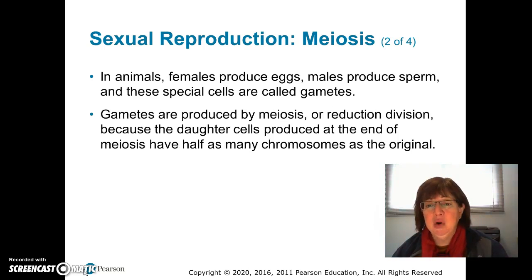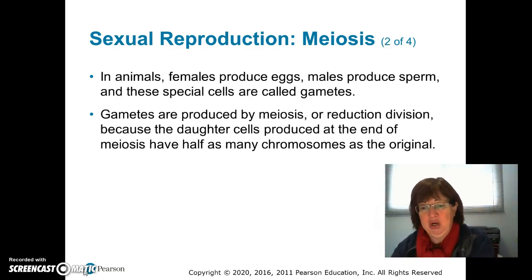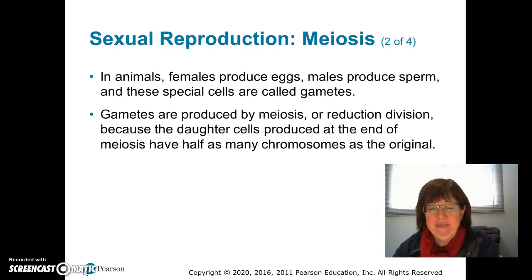In order to perpetuate the species, we need to have the process of meiosis. Meiosis is a division where the genetic material divides in half, and because of that, there can be a different union of different genetic material, which provides a unique and different organism. In animals, females produce eggs, males produce sperm, and there's a generic name for that called gametes.